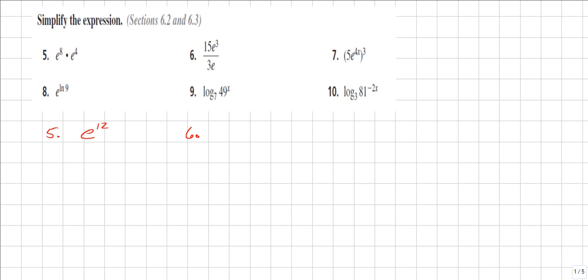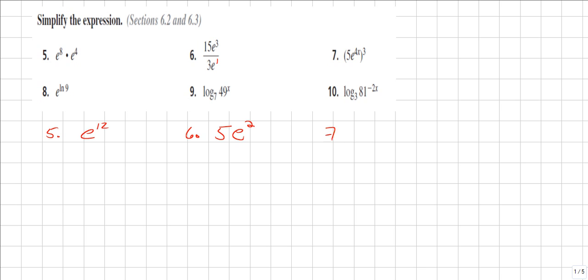For number 6, we have a numerator and a denominator, so the exponents on the e's will subtract. We have 15 divided by 3. That's going to be 5. And then e cubed minus e to the first will be e squared.